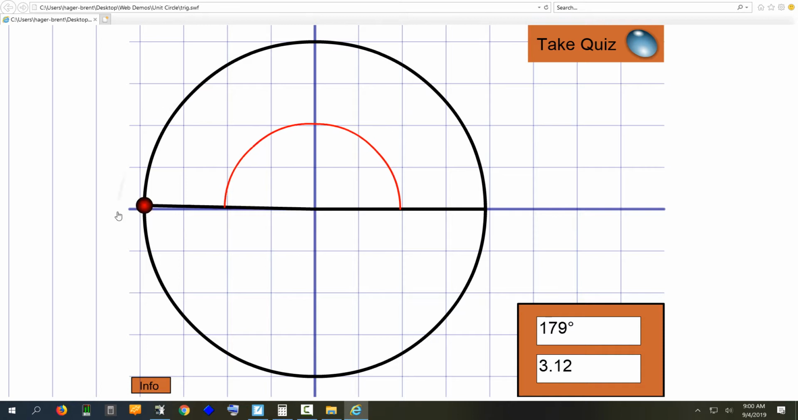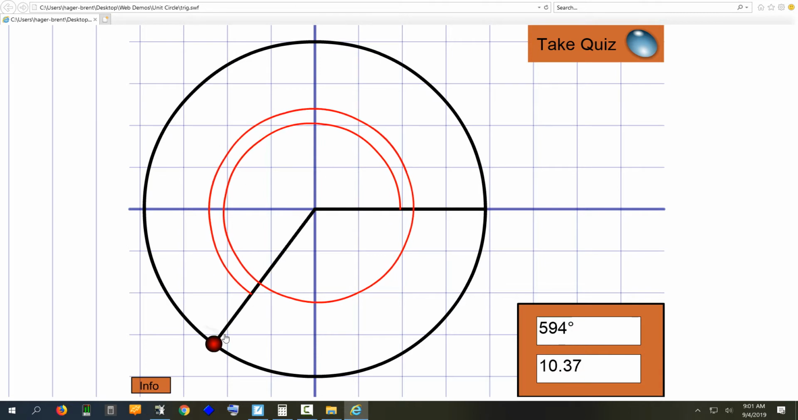If I go counterclockwise, notice I can only move one of the rays of the angle. The other one stays right where it is. But going in this direction, I get positive angles until I go all the way around. Now I'm at 360, and I can keep going. So that's more than one revolution.